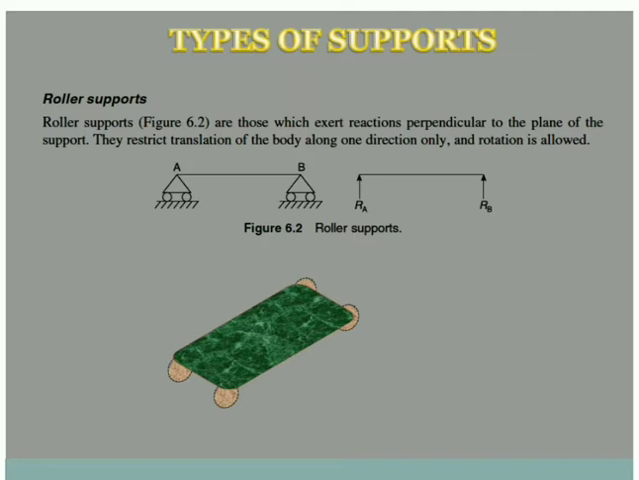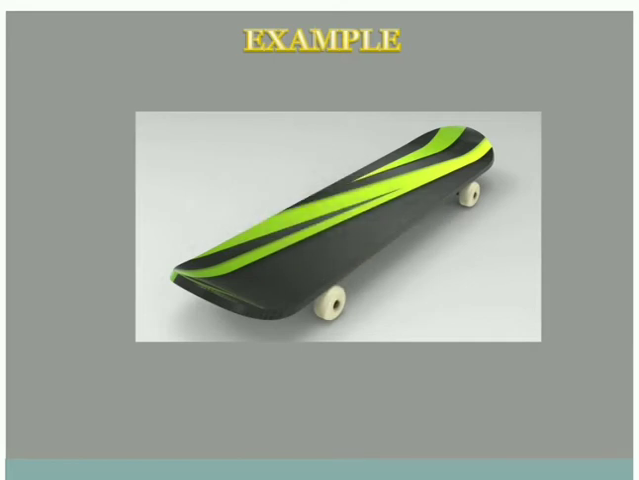So we have covered two types of support. First one is a simple support where just the support is kept, on which an object is kept, as simple as that. Next is the roller support where we have wheels at the bottom of the support which permits the horizontal movement freely.